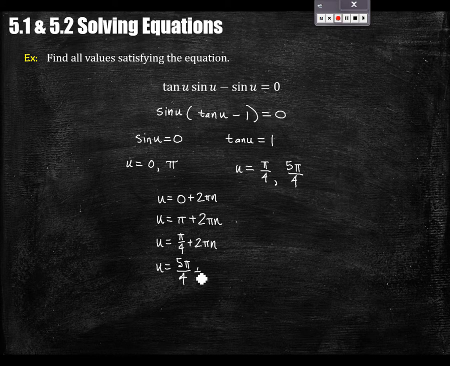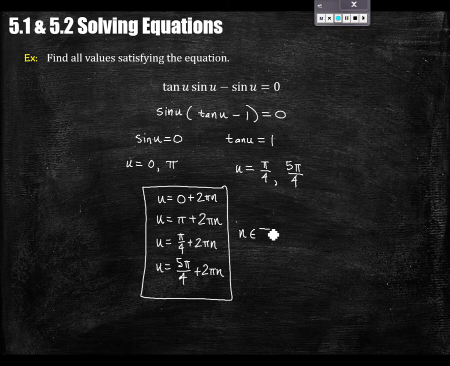Wait, so you'd have to write all of those in the notation, where n is an integer. Okay. So you could do that, but there is a slicker way to write these.